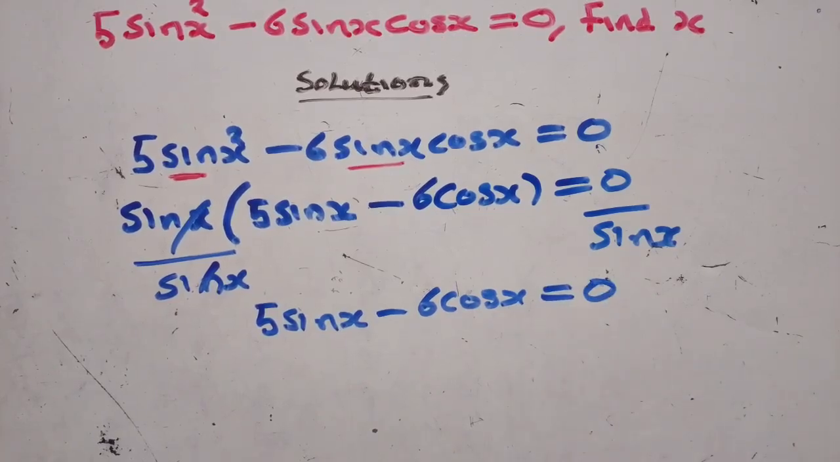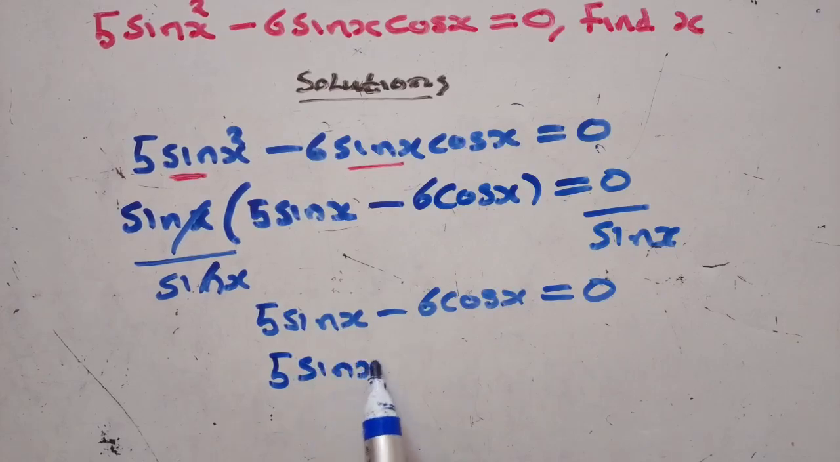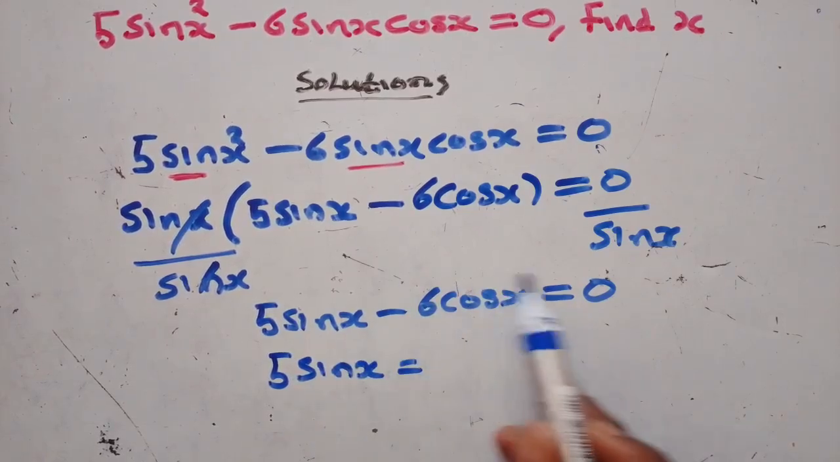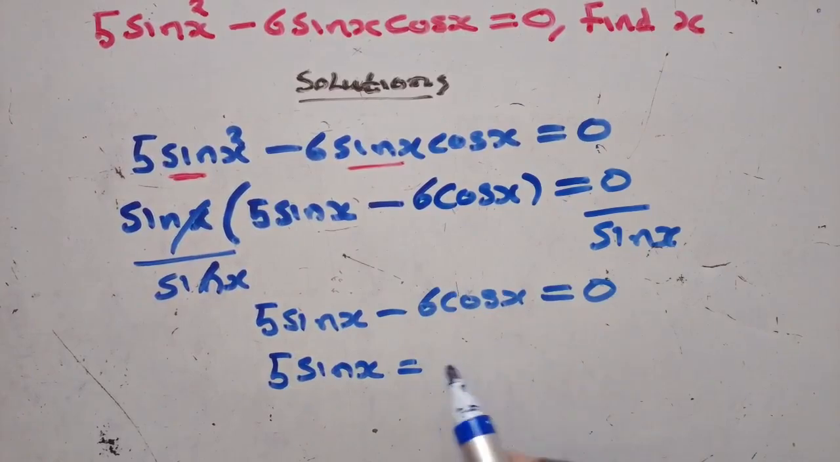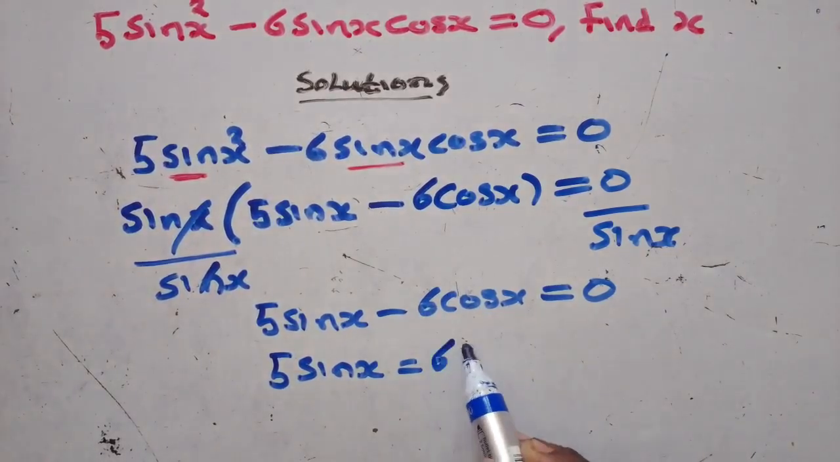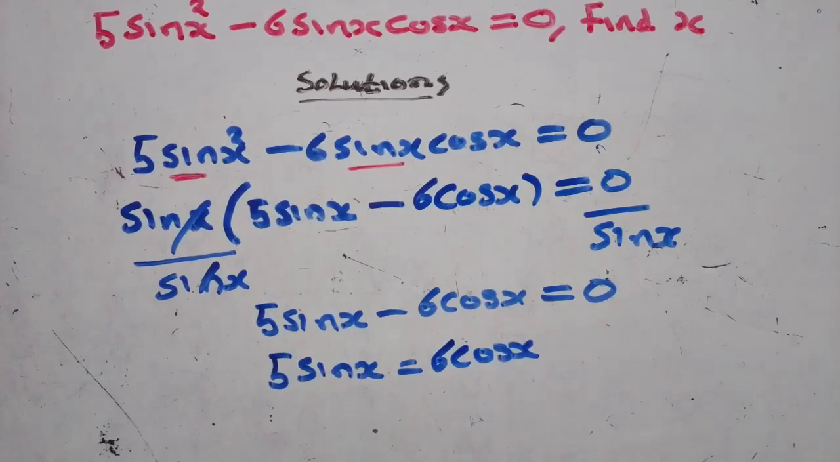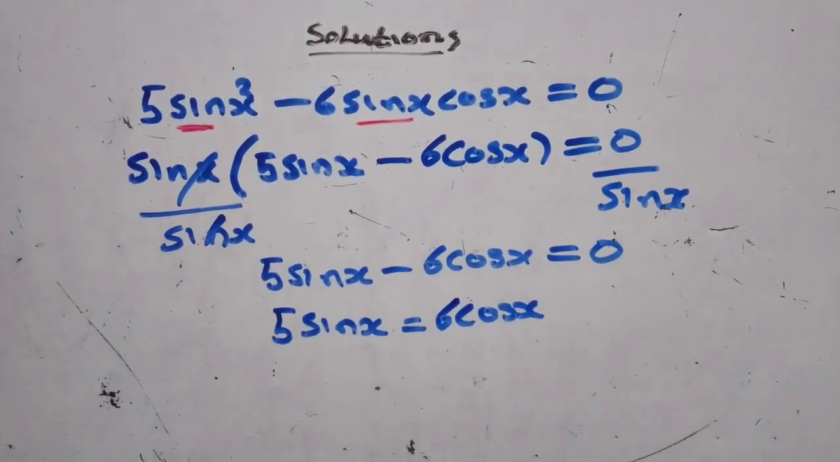Since here we're finding the value of x, we need to split this. We take 1 to this side so that it will be easy for us to find the value of x. So we remain with 5 sine x this side, which is equal to, when we take this to this side, it will become positive. So here we have positive 6 cos x, and positive 6 cos x plus 0 remains positive 6 cos x.